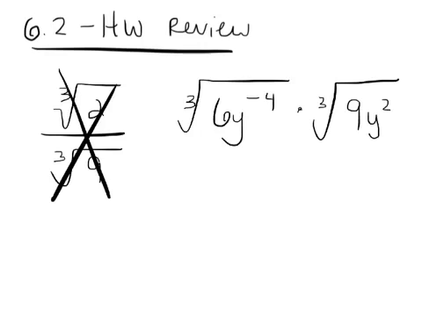Yeah. Okay. So we start by remembering the first law that we talked about yesterday: radical AB equals radical A times radical B. So we can multiply the radicands at this point, and you should always start by doing that. So 6 times 9. Everybody? Or somebody? 54. Thank you. 54. Y to the negative 4 times y to the positive 2.